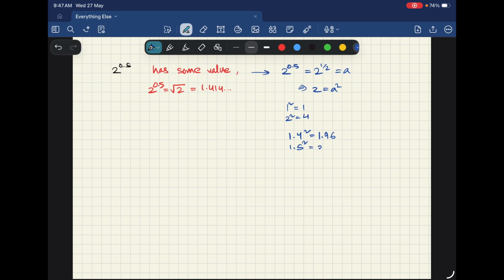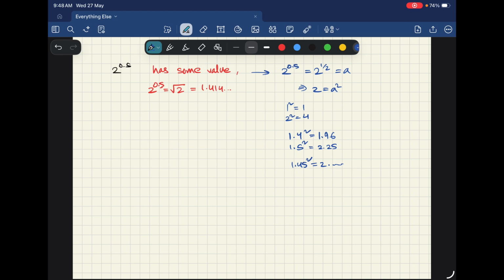That is 2.25. Well, that's greater than 2. Won't work. Let's increase the precision even more. Let's move on to another decimal digit. Now let's say we take a as 1.45. Square of that will be 2.5, something which is obviously greater than 2, so it won't work.